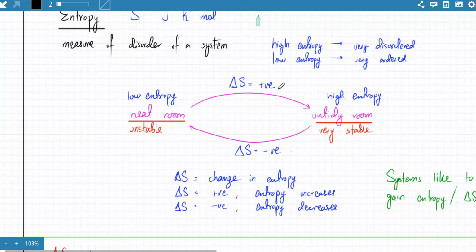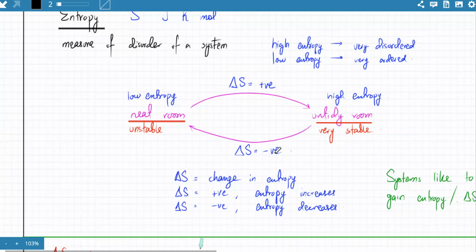It's written over here. Delta S positive means that the entropy is increasing. Vice versa, there's delta S negative, which means you go from a more disordered state to a less disordered state. So that's delta S negative.